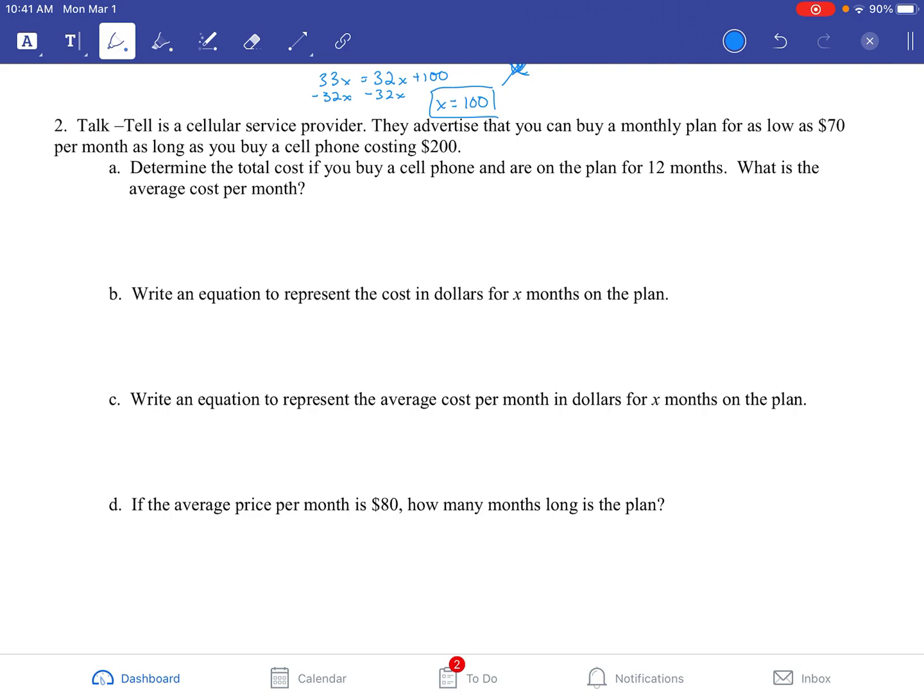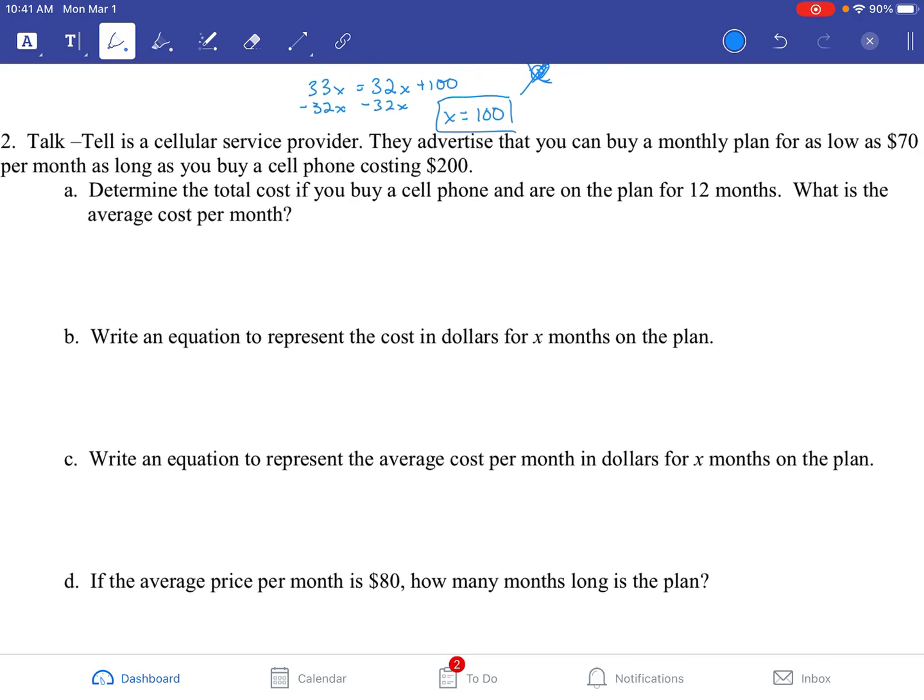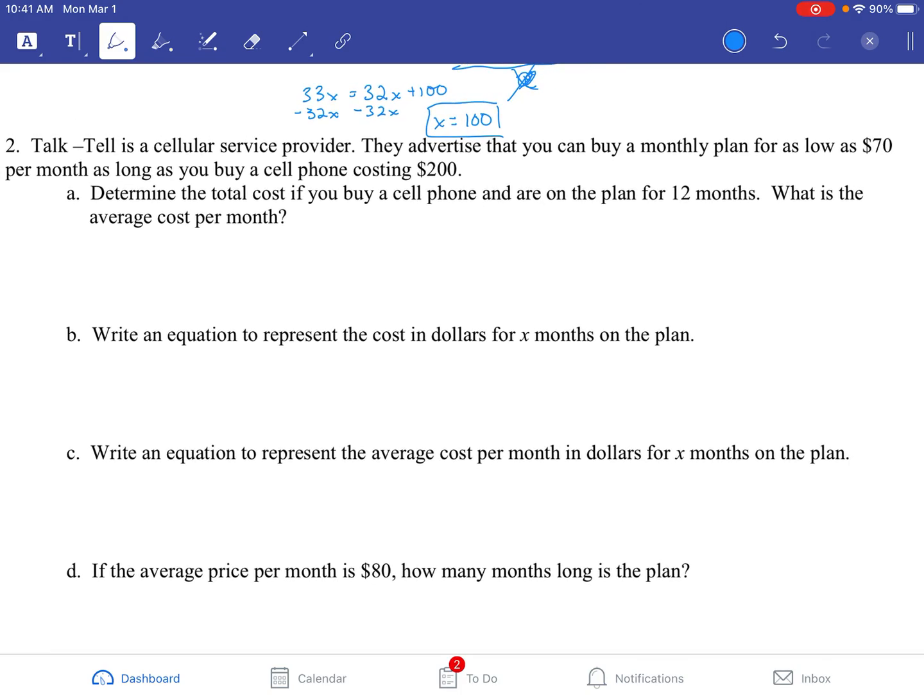Okay, so determine the total cost if you buy a cell phone and are on the plan for 12 months. So, it's $70 per month for a total of 12 months, plus $200 for the cell phone. So we do the math. 70 times 12 plus 200 equals $1,040. Okay, and then what is the average cost per month?